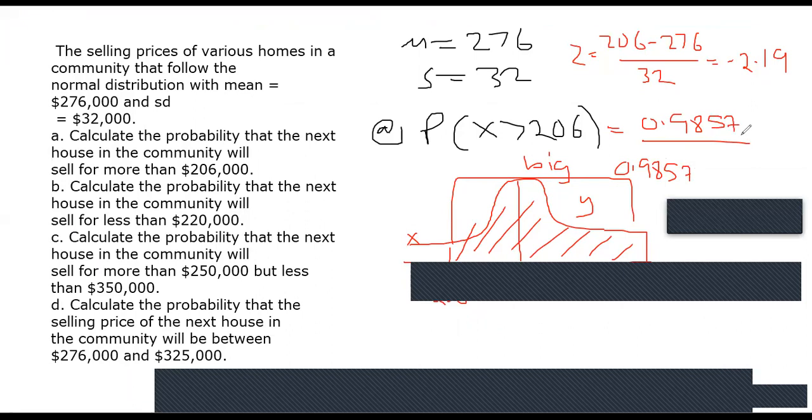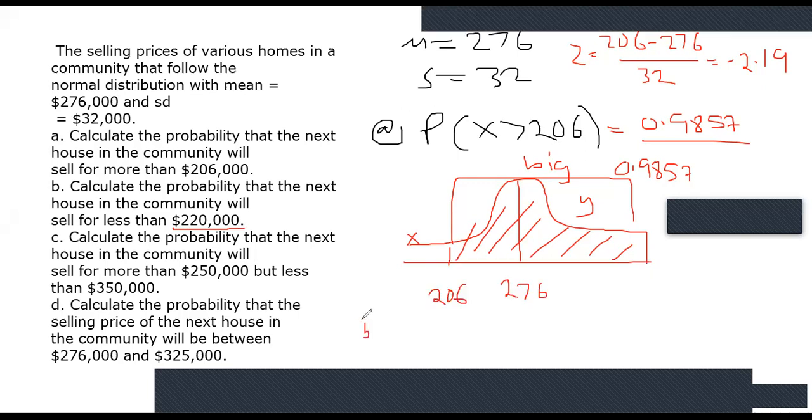So the ladies have been represented. The gents now. What is the probability that the next house will sell for less than 220? What's the notation? X is what? Less than 220.